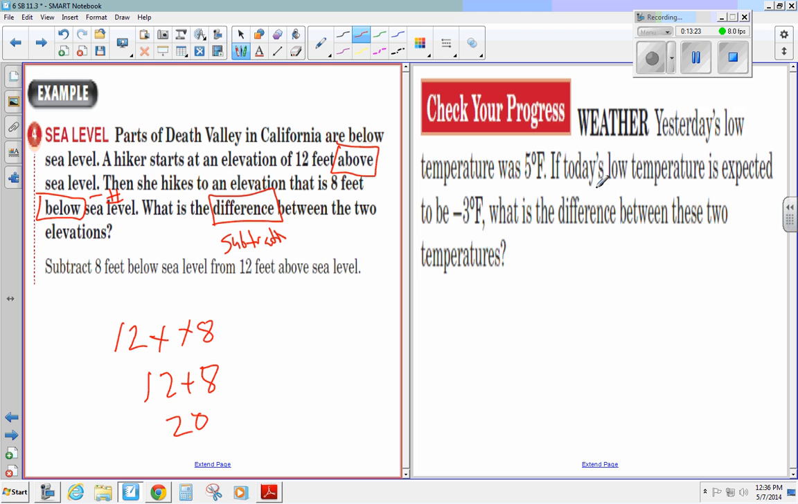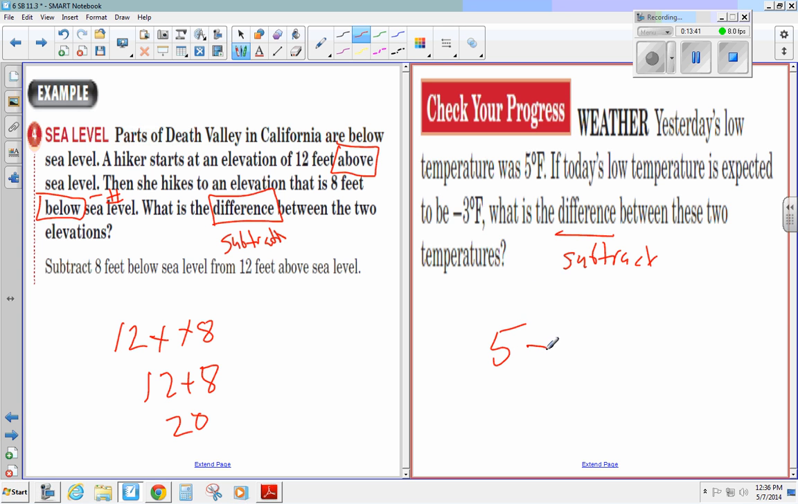Yesterday's low temperature was 5 degrees Fahrenheit. Today's low temperature is negative 3. What is the difference between them? Difference, again, is subtraction. We start with the first number, and we subtract the next number. 5 degrees minus negative 3 degrees is the same as 5 plus 3. So the answer to the question is that there is 8 degrees difference between these two temperatures.